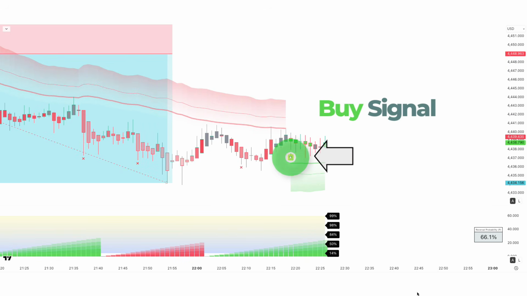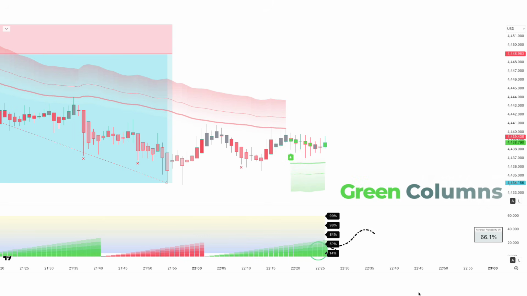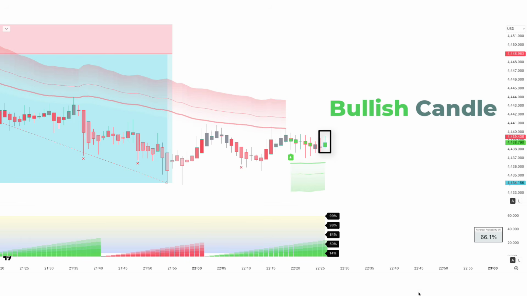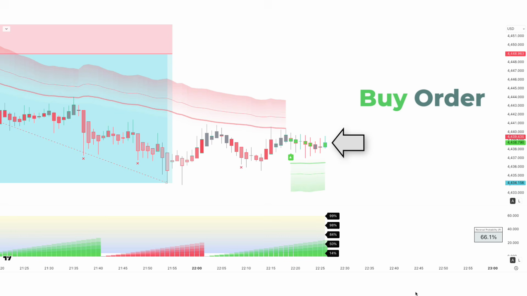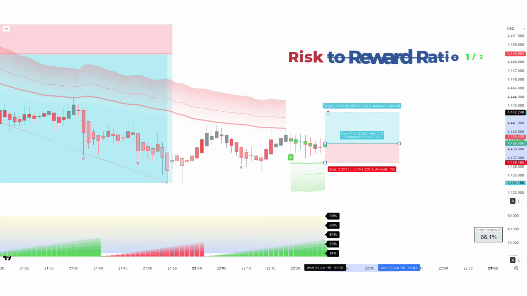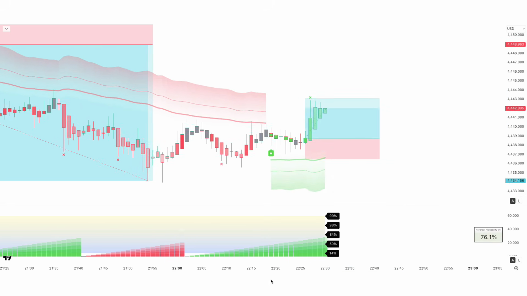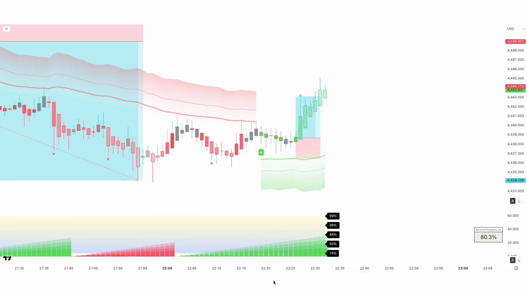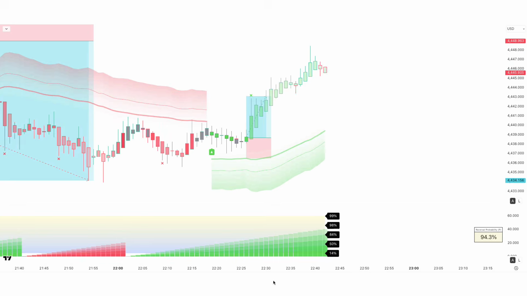Here the Fibonacci Entry Bands arrow up is a buy signal. Here the Trend Reversal Probability shows green columns. Here the market has made a bullish candle to give confirmation. So all our conditions are being fulfilled, so we are placing an order to buy. Our stop loss is to be placed at the green line, and the risk to reward ratio will be 1:2. We have won the trade. Let's find the next trade.